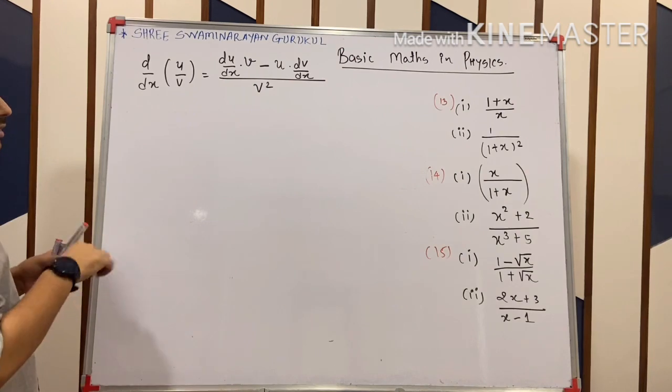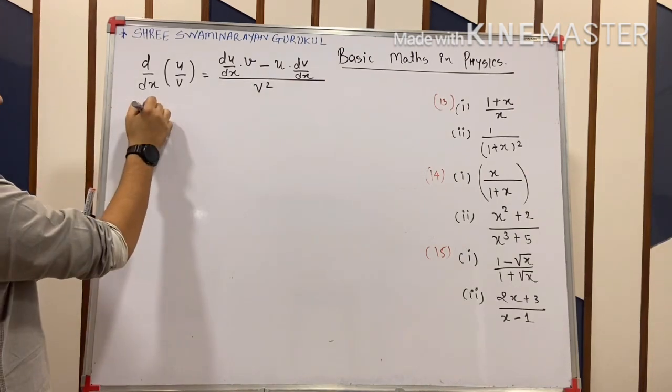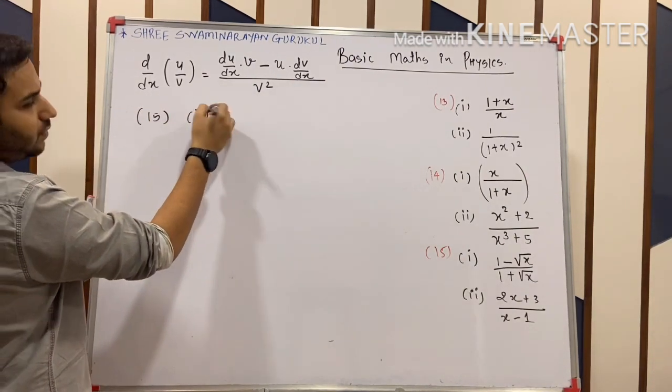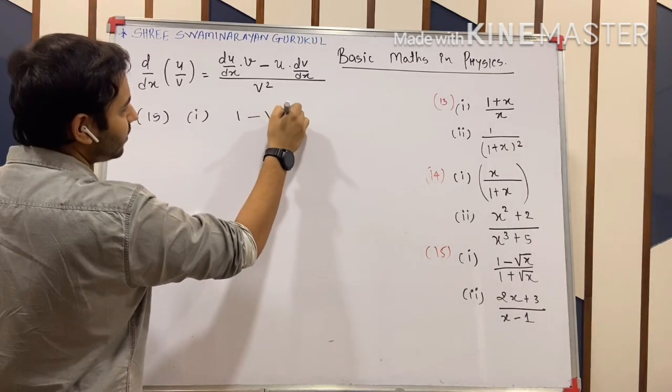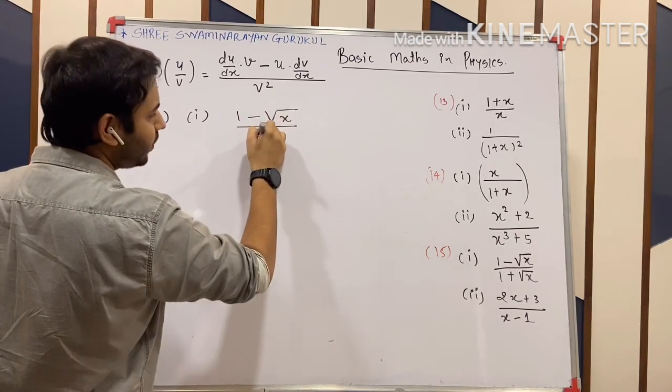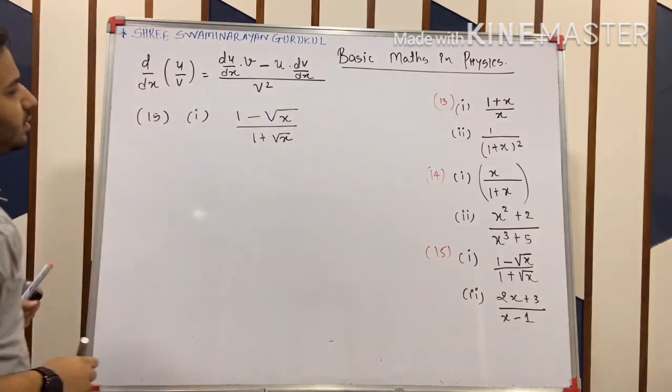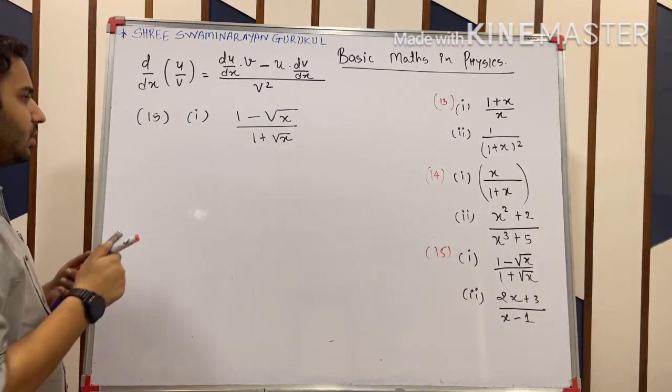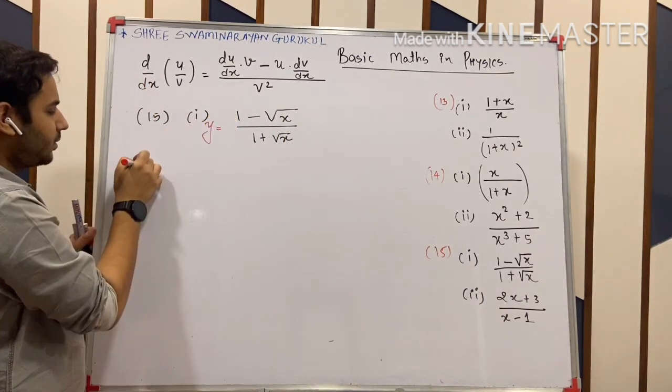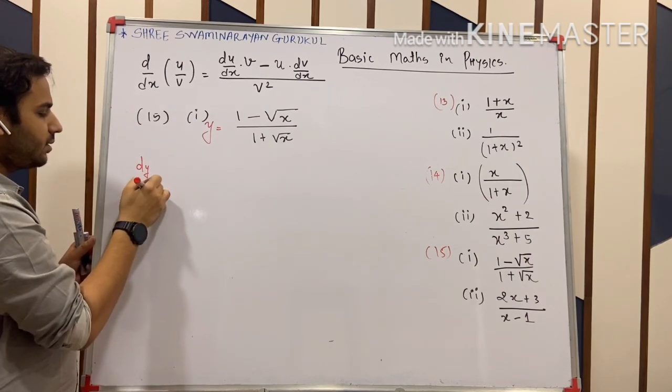Fifteenth: y equals (1 minus root x) upon (1 plus root x). Okay, now this is your y. What is dy by dx?